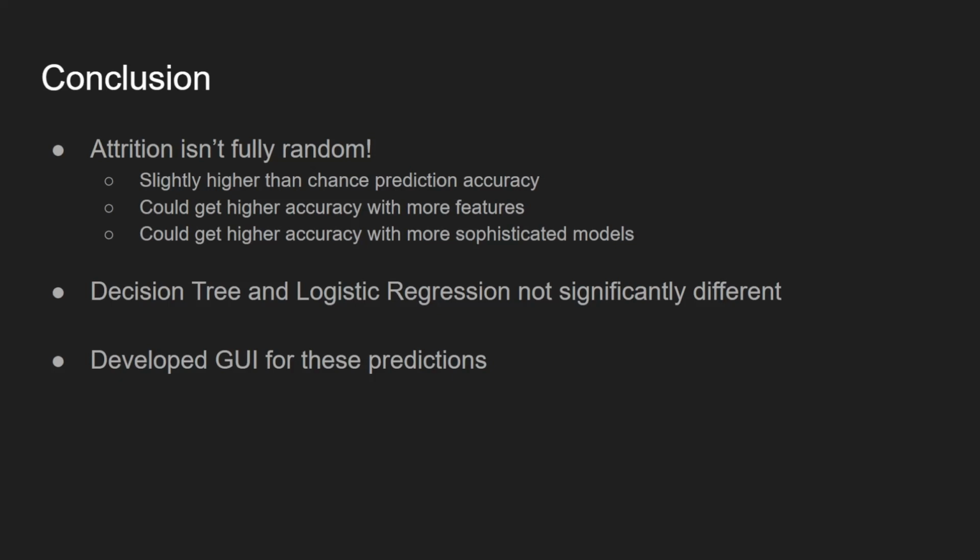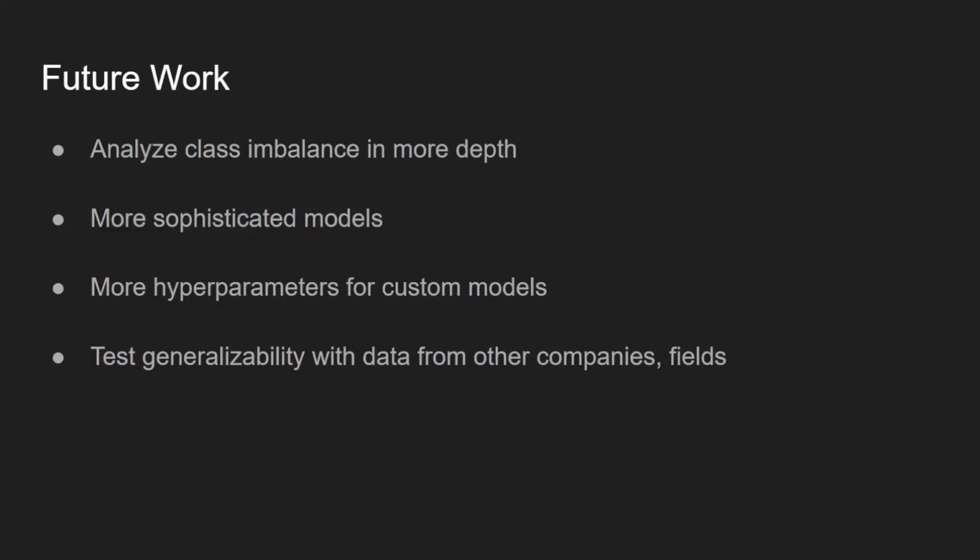One thing that we also saw is that decision tree and logistic regression are not significantly different. They perform very, very similarly with everything that we gave to them. And again, one of the most important outcomes from this project is the GUI that we've developed for these predictions, which we're going to show here in just a second.